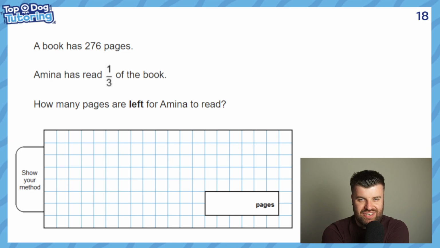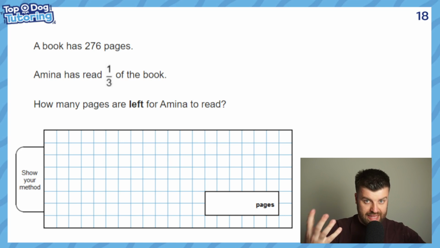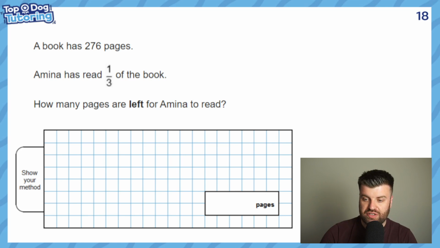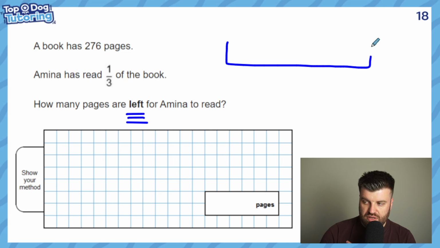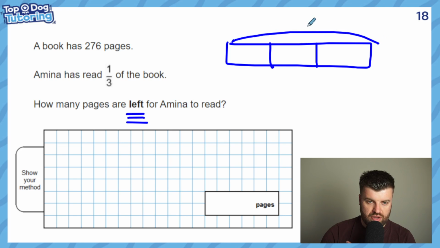Let's take a look at this question straight in now. Flipping it again, look, another way that we can use fractions in this test, fraction of a quantity. A book has 276 pages. Amina has read 1/3 of the book. How many pages are left? This is a classic question where it flips the switch halfway through. She's read 1/3, so I always draw a bar because it takes me 2 seconds and helps me visualize this. The whole book is 276, and she's read 1/3. So I'm going to put R for read.